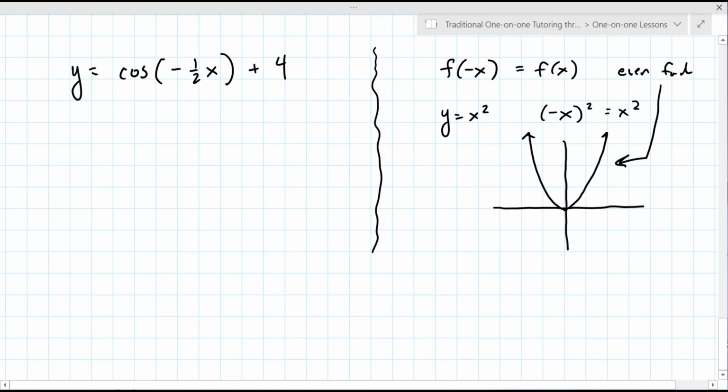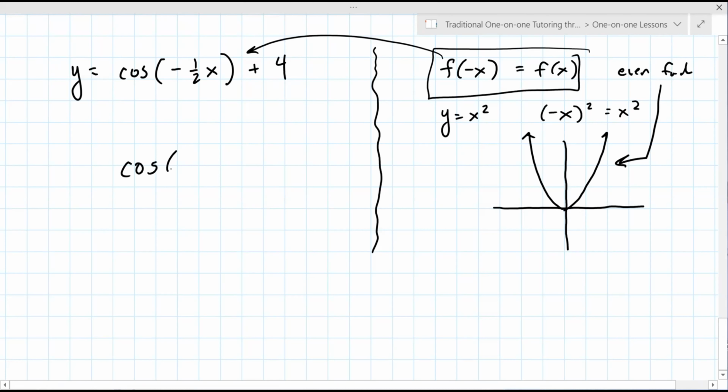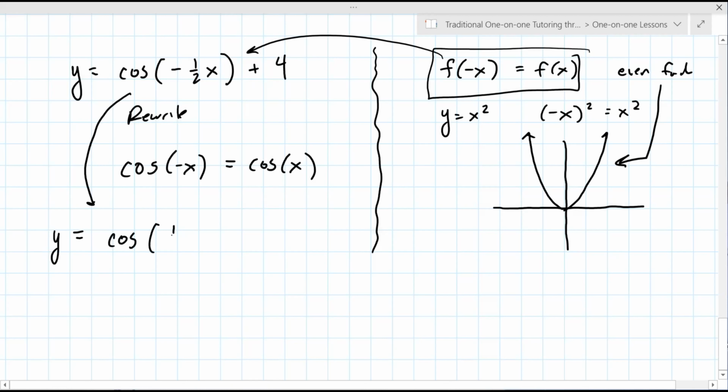Okay. And so this property applied to here means the following: cosine of -x equals cosine of x, which means that you don't graph this one, you do a rewrite step, which the more math you take, the more you're going to do. You graph cosine of 1/2 x plus 4.